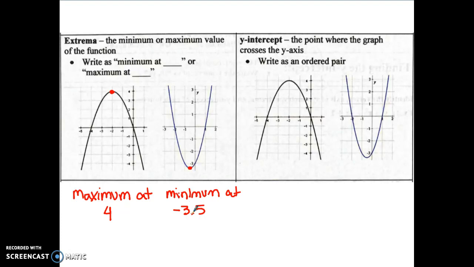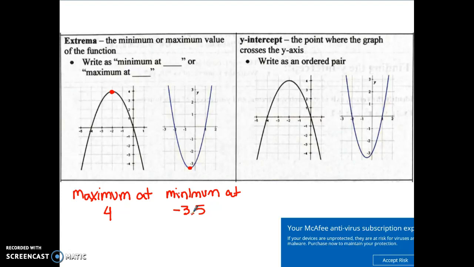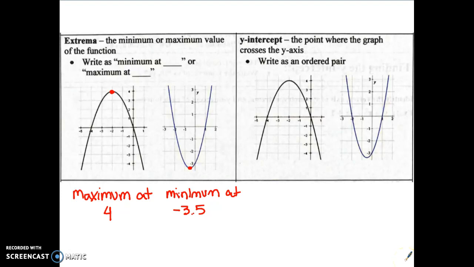The y-intercept, this is the one thing that you guys should already be familiar with. The y-intercept is where the graph crosses the y-axis. And of course, that's also written as an ordered pair. So our y-intercept here would be right there. And we would write that as simply an ordered pair, which is 0, 0. Now over here, our y-intercept is right here. And that appears to be 0, -3.